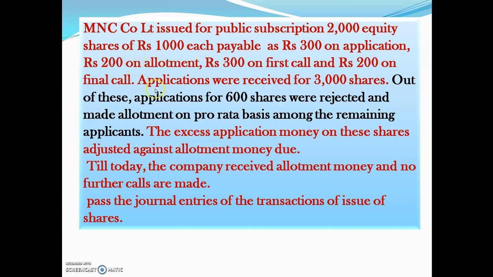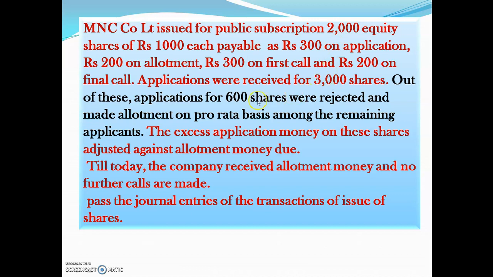Okay, now applications were received for 3000 shares. Means here the company issued 2000 shares but applications received are 3000 shares. Means this is the case of oversubscription. Now see here, very interesting, out of these applications, 600 shares were rejected. Means there is a difference of 1000 shares.